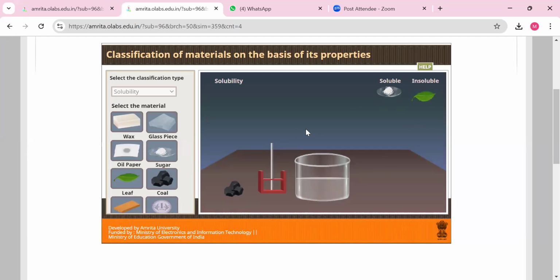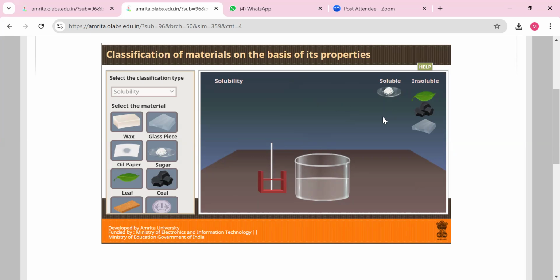I'm taking the coal, putting it into the beaker, and once again stirring this solution. Yes, the coal is also not dissolved, so this is insoluble material. Then the glass piece, and stir this. Yes, this is also insoluble material. So in all these materials, which one is soluble? Yes, sugar is soluble. Remaining all are insoluble matter.